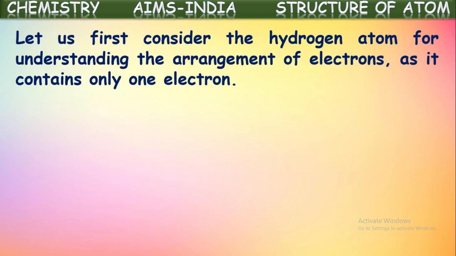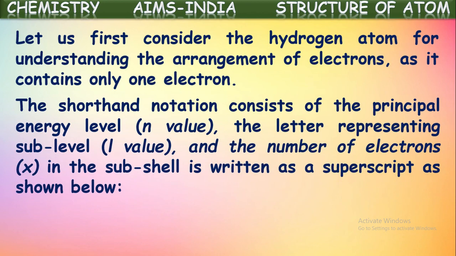Let us first consider the hydrogen atom for understanding the arrangement of electrons, as it contains only one electron, isn't it? Hydrogen has only one electron, so that you can easily understand the arrangement of electrons in it. The shorthand notation consists of the principal energy level, n value, and the letter representing the sublevel or subshell in which the electron is located, l value, and the number of electrons present in that subshell is written as a superscript as shown here. This representation is called nlx notation.